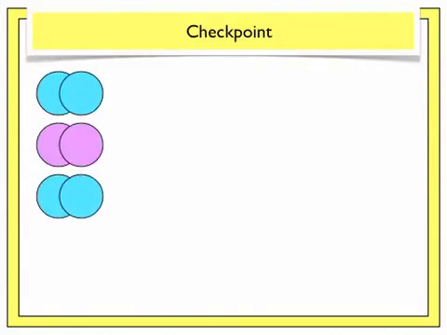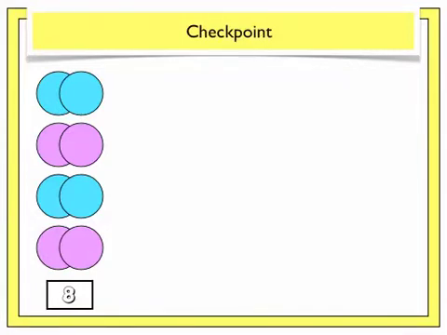Here I am going to drop down some counters in groups and I would like you to skip count them to find the total number of counters. Here we go. So, did you count in twos? What was your final number? I got 8. Did you get 8 too?